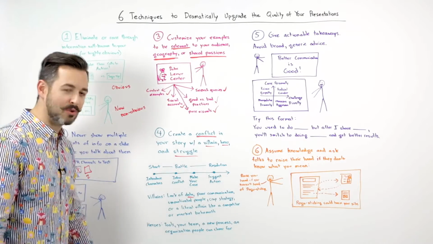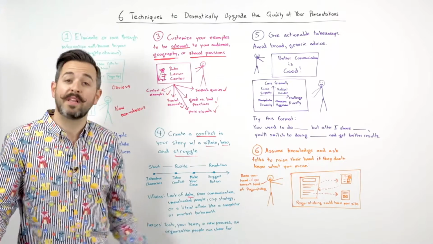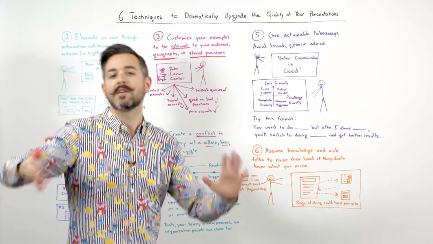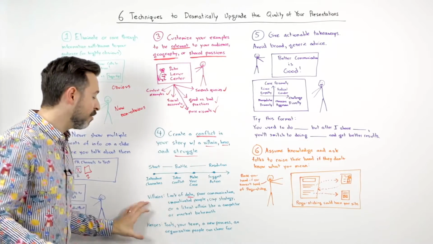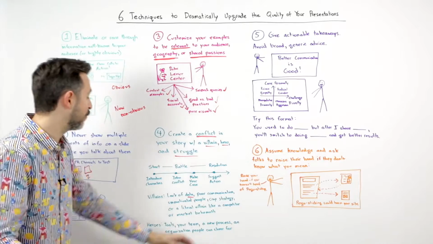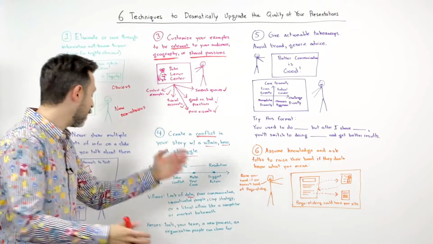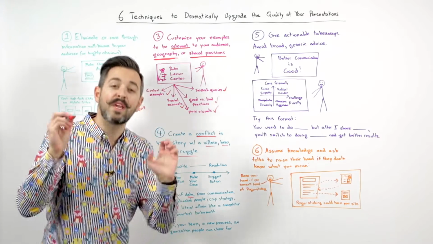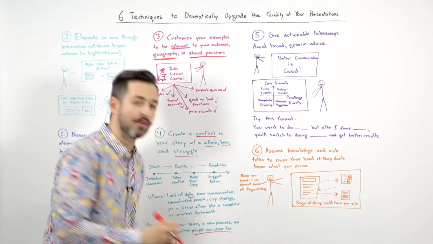They could be a crap strategy, or a literal villain, like a competitor or a market behemoth in your field, right? All those kinds of things. Heroes could be tools. They could be your team or you yourself. They could be a new process. A hero could be an organization, or hopefully something that people can cheer for, right?